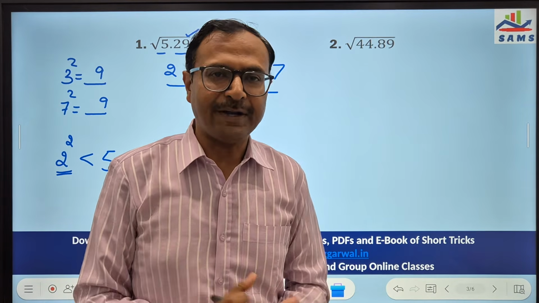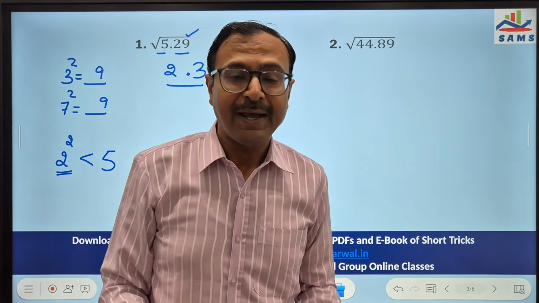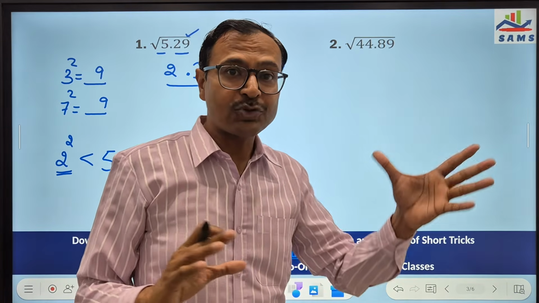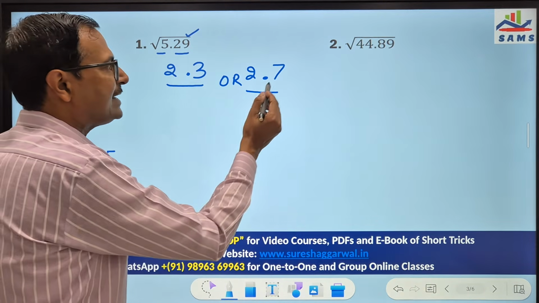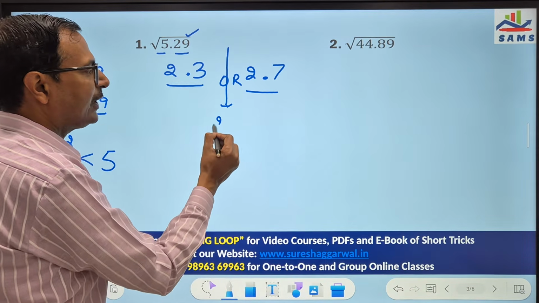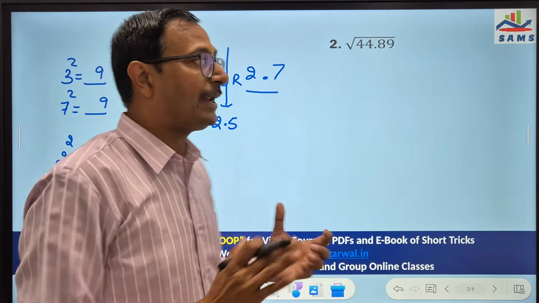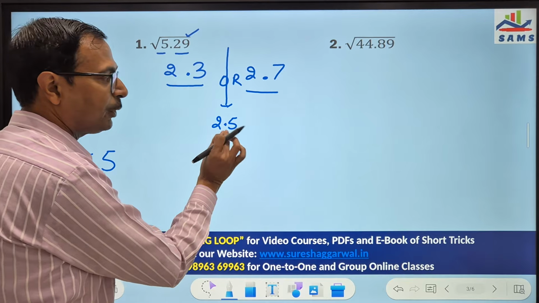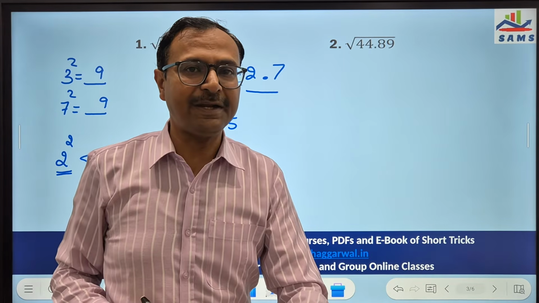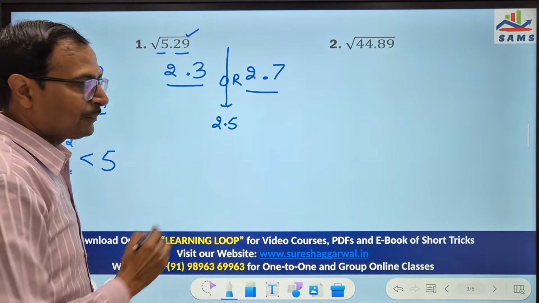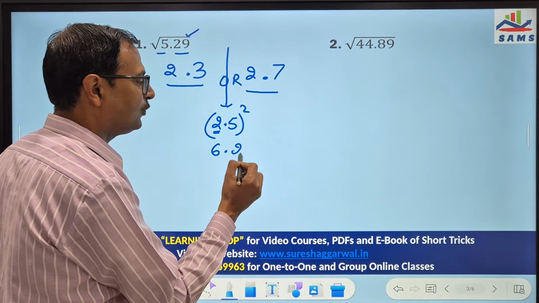Now how do I find out which one is the correct one? I will demonstrate it here, and I will not demonstrate that step for all questions. So watch. 2.3 and 2.7 exactly have 2.5 between them, and this will always be the case. One number will be less than the 0.5 and the other one will be more than the 0.5. So the intermediate number will be 2.5 only, and we know 2.5 square is 2 times 3, which is 6.25.